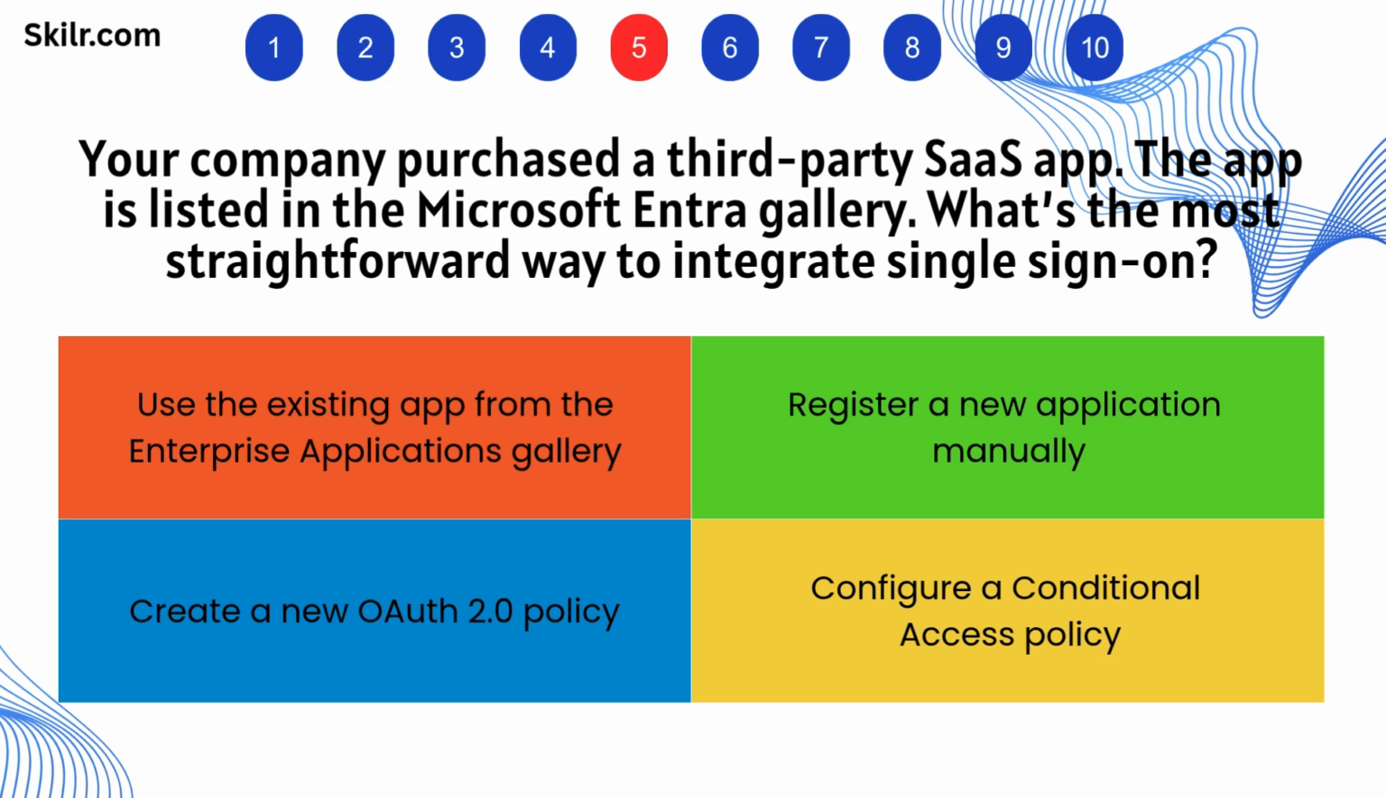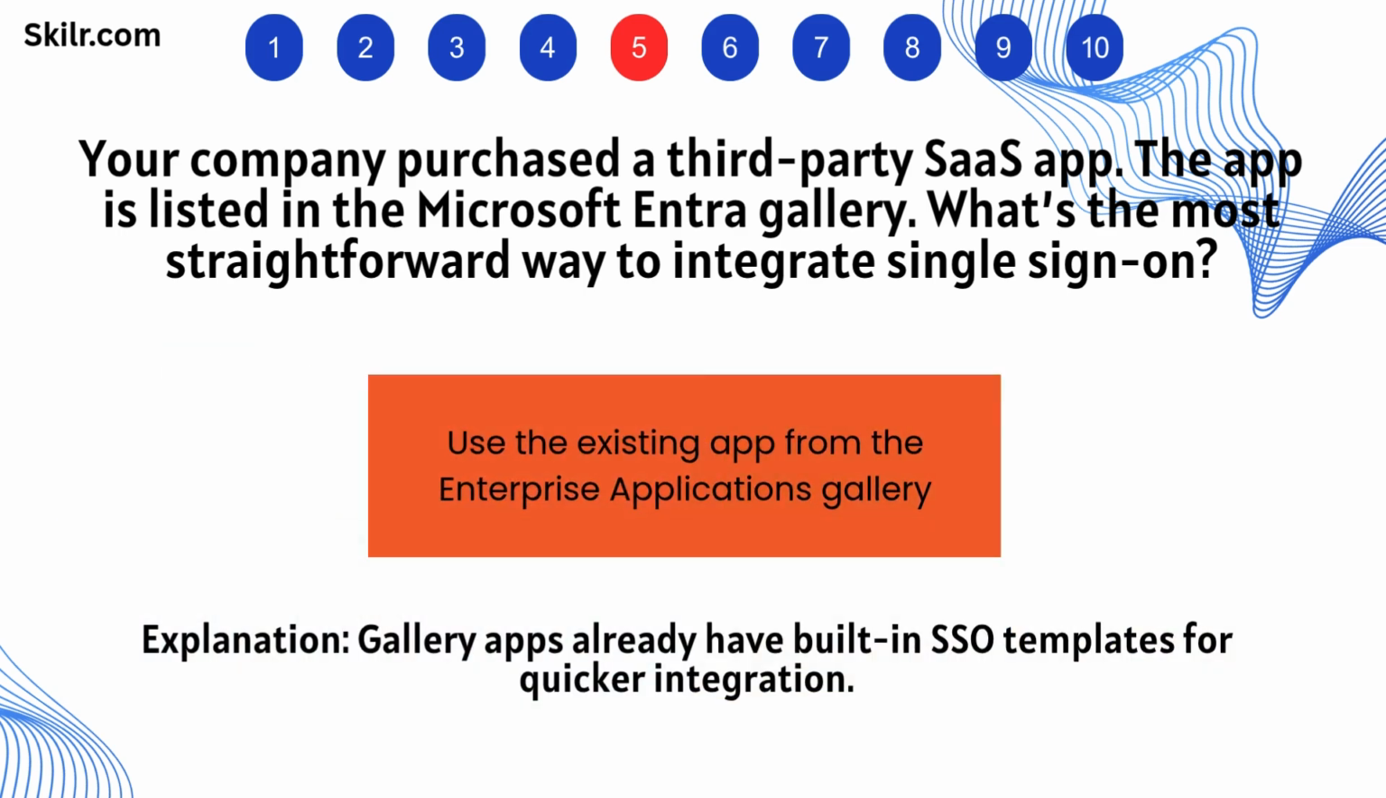Question 5. Your company purchased a third-party SaaS app. The app is listed in the Microsoft Entra gallery. What's the most straightforward way to integrate single sign-on? The correct answer is use the existing app from the Enterprise Applications gallery, as gallery apps already have built-in SSO templates for quicker integration.